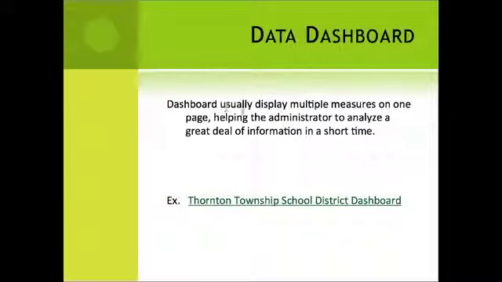Oftentimes we use data dashboards in our districts to help us keep a sense of our trends and our progress over time with our students. There are many companies. If you just do a Google search on a data dashboard, you're going to come up with lots of companies who have them. This is a hyperlink of a school district that uses a data dashboard to help them gauge improvement. And be thinking of examples you can share in class of perhaps some software programs your district uses to help you keep track of your data.